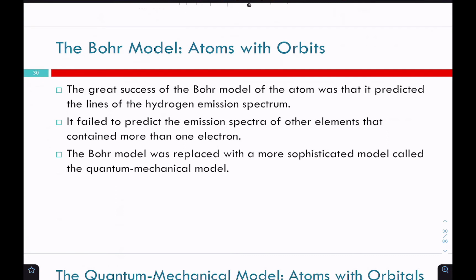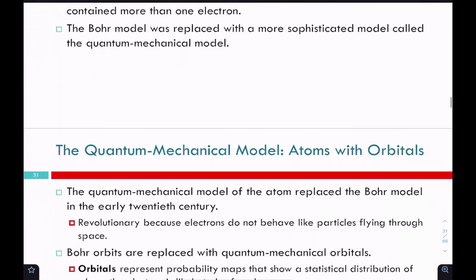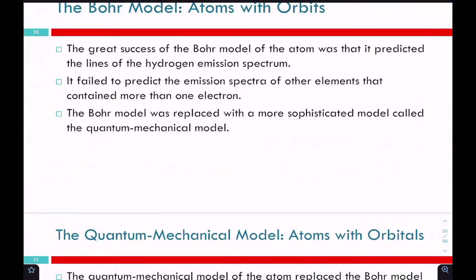So really, for a hydrogen atom, it's the only time you can think of it as an electron actually traveling on a single path. So this is the reason that the Bohr model was replaced, because it only worked for hydrogen. Although it did work perfectly for hydrogen, it didn't work for other things. And so the quantum mechanical model is what replaced it. Leave that there for a sec.